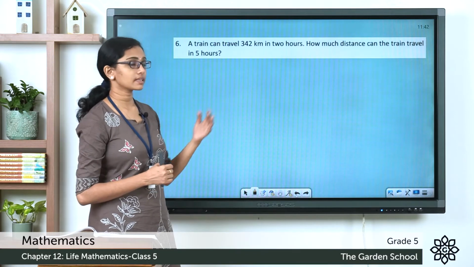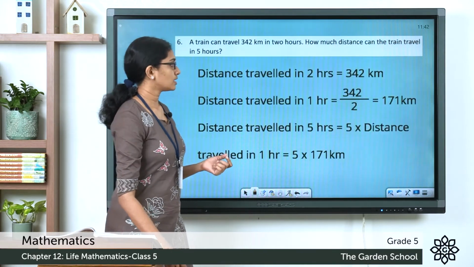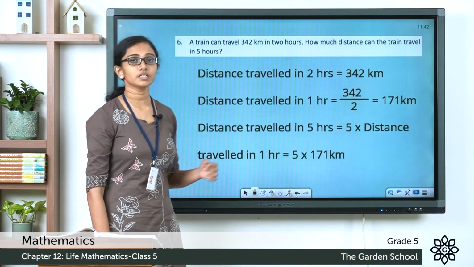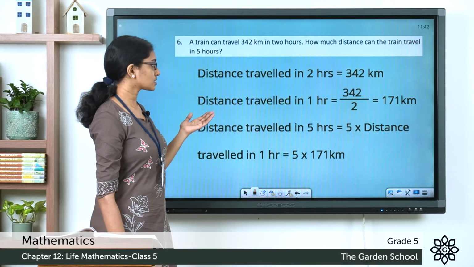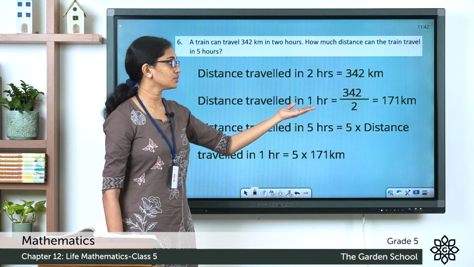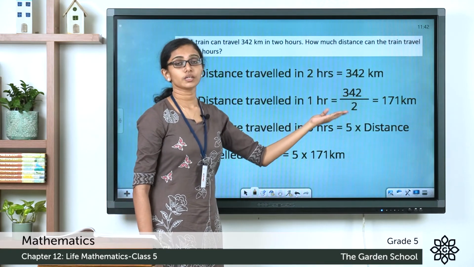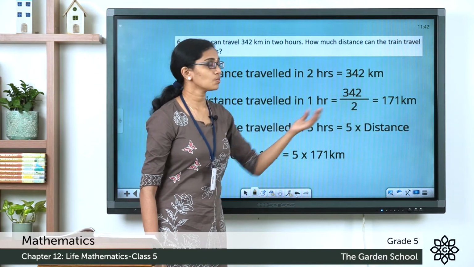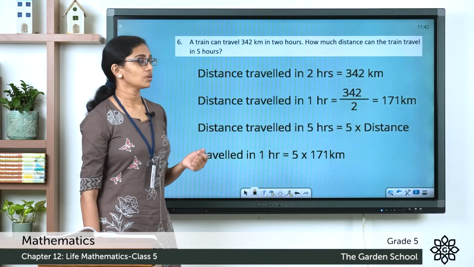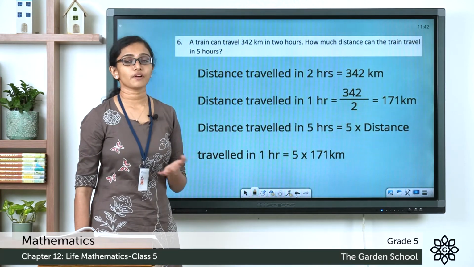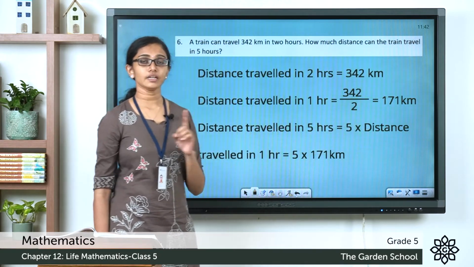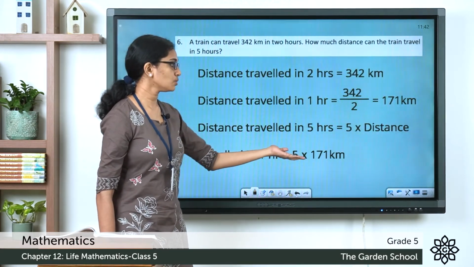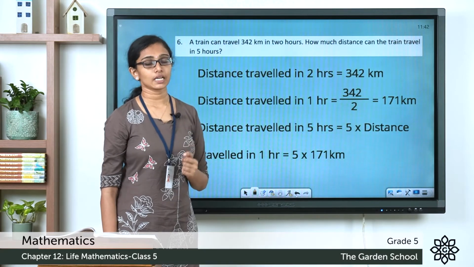Here also we are applying the unitary method. So let's see the steps. The distance travelled in 2 hours is equal to 342 kilometers, and hence the distance travelled in 1 hour is equal to 342 divided by 2, that is equal to 171 kilometers. So the distance travelled in 5 hours will be equal to 5 into the distance travelled in 1 hour, that is 5 into 171 kilometers.